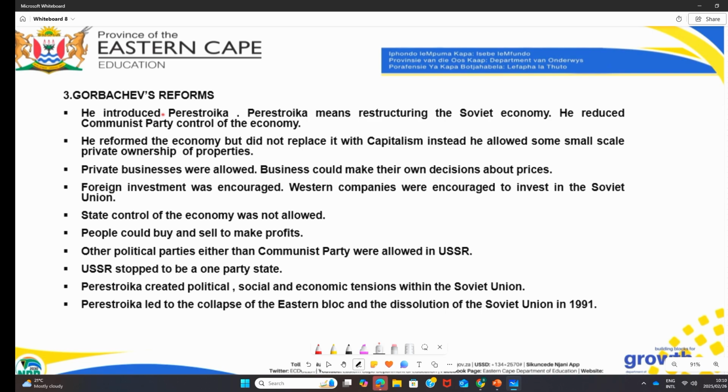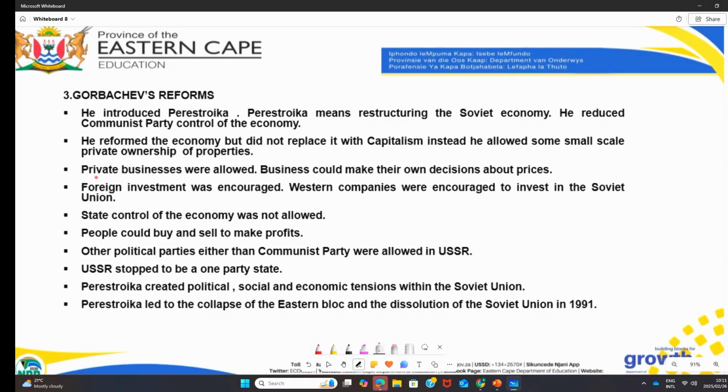So, for instance, with Perestroika, he allowed some small-scale private ownership of properties. Private businesses were allowed. Now I am explaining Perestroika. When you're explaining Perestroika in your essay, you must be able to say that when Perestroika was introduced, private businesses were allowed. Businesses could make their own decisions about prices. Foreign investment was encouraged. That is very important.